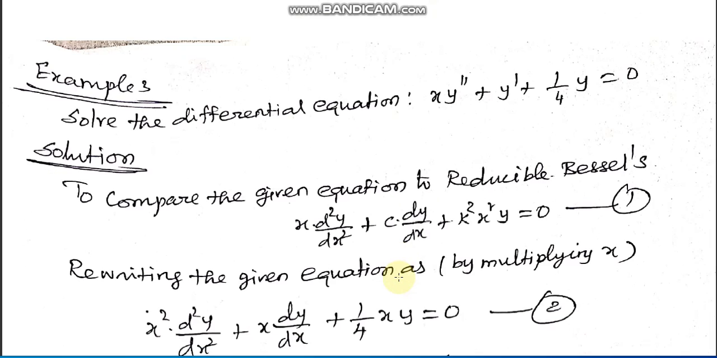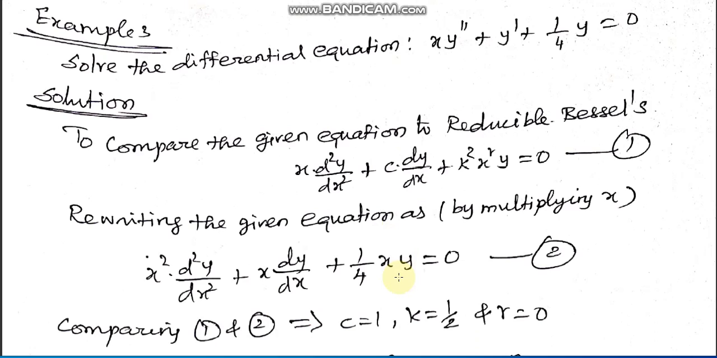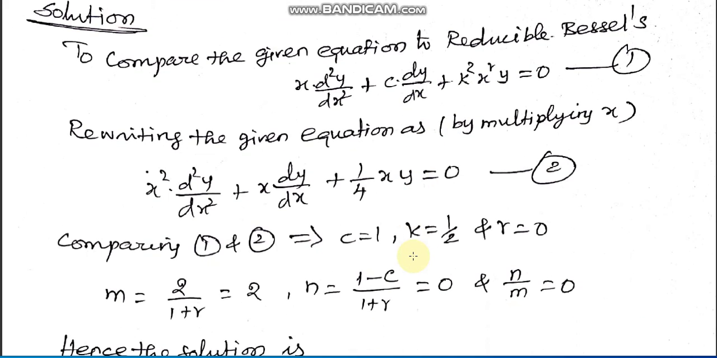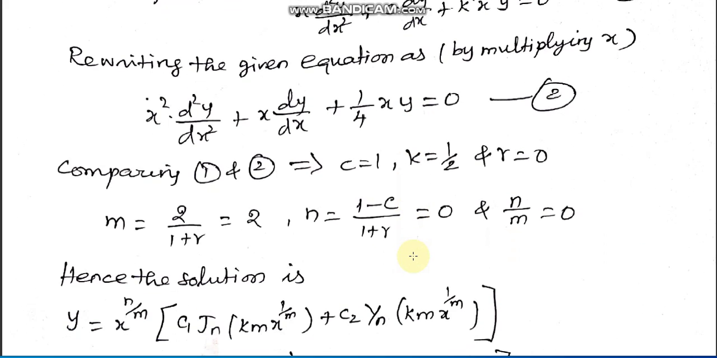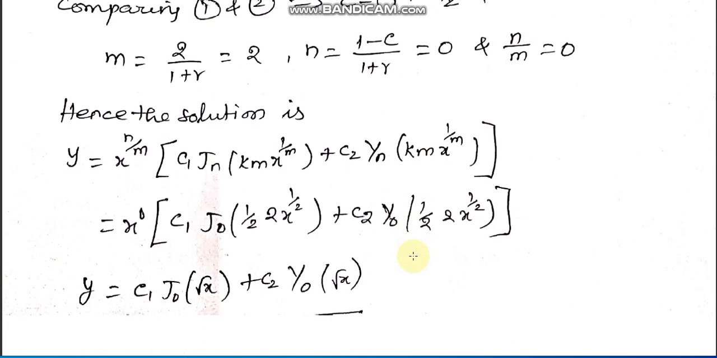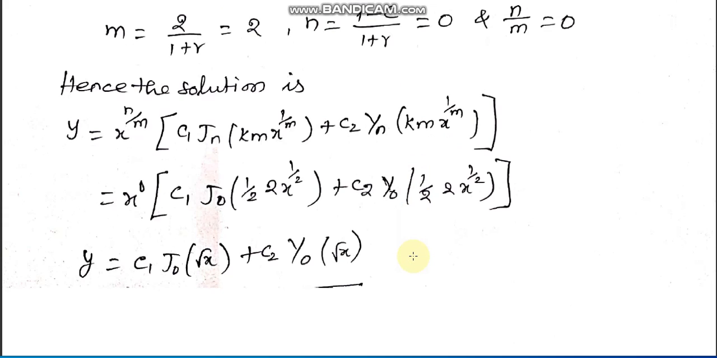So next we are going to see one more example. Solve this given differential equation. Comparing the given equation with the reducible Bessel's equation, which we can take as equation 1, the given equation is equation 2. Find the values of c, k, r and find the m, n values. After we know the Bessel's solution, substituting the m and n values, we get the final solution of the given differential equation.